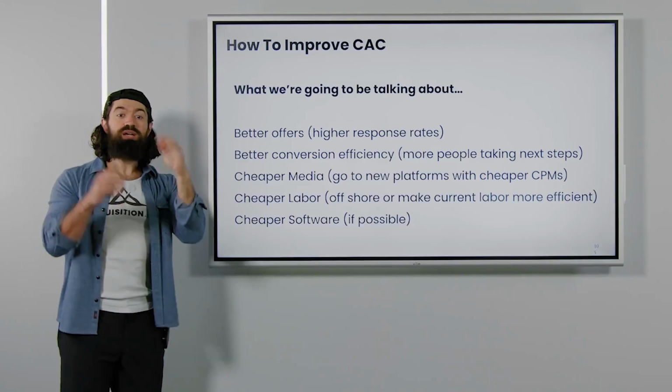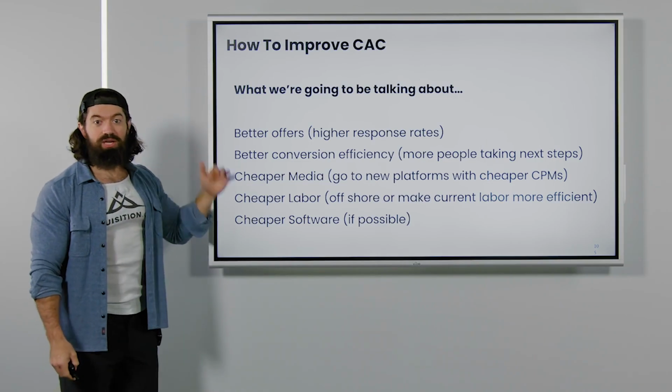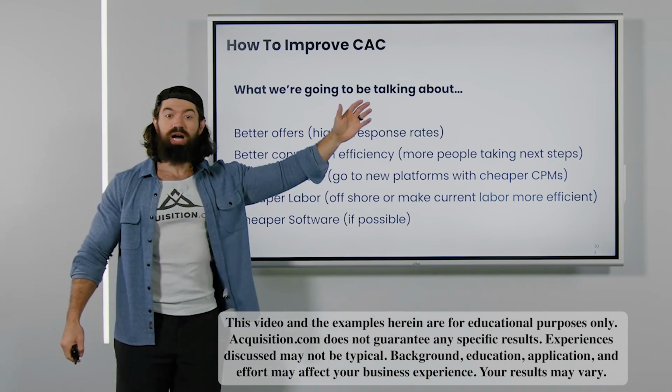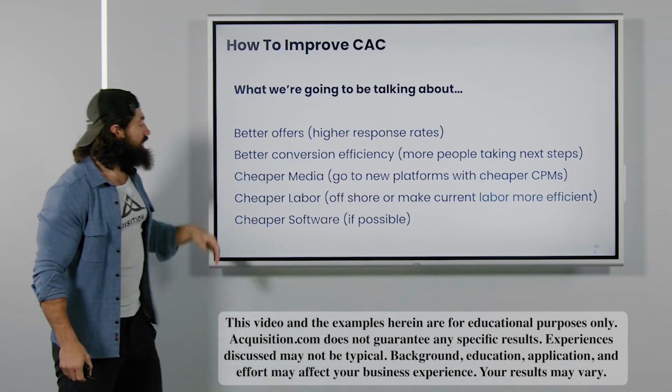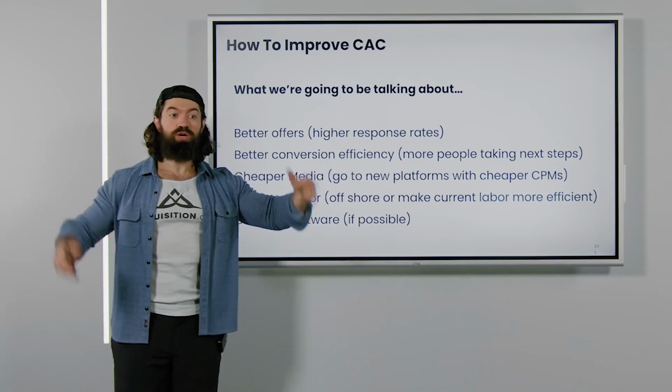But fundamentally, if you had nothing else and you just needed a cheat sheet for this, it would be: you make better offers, that gets you higher response rates. And if you make better offers, you're also going to convert a higher percentage of people. More people are going to take the next step. If you have better offers in general, your CPMs are also going to go down because people are like, oh, this is a better offer.